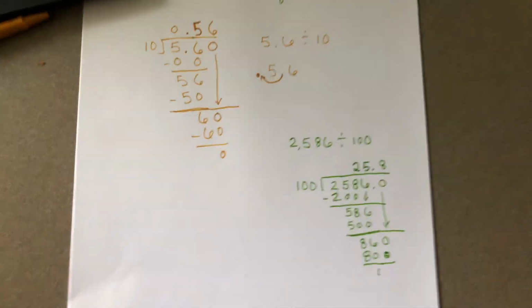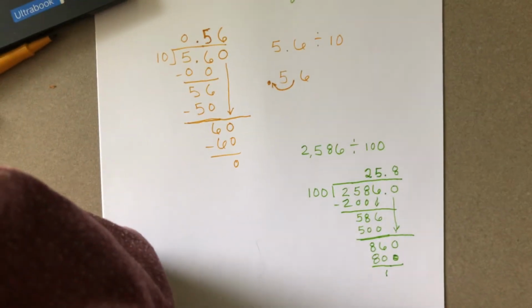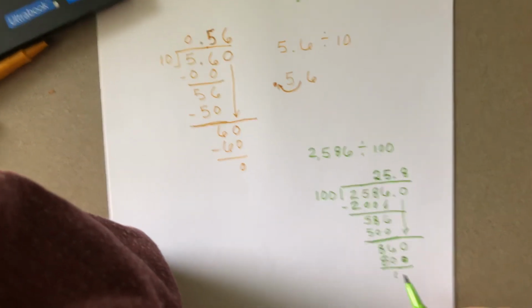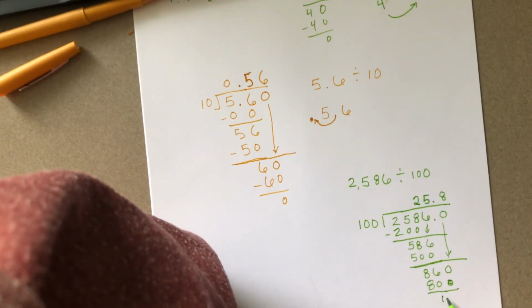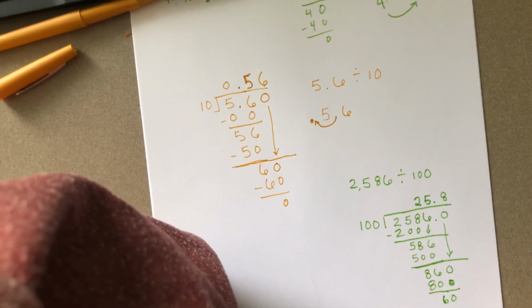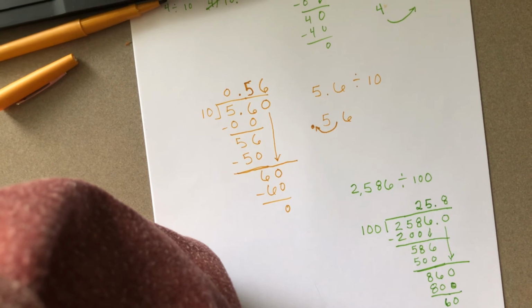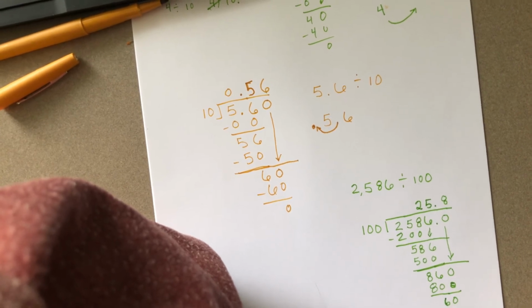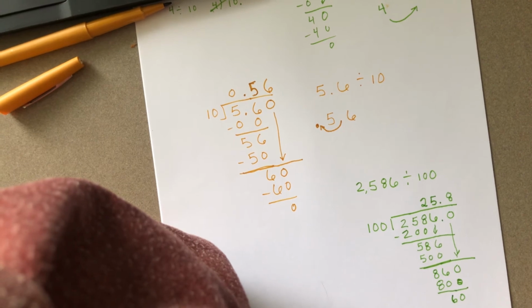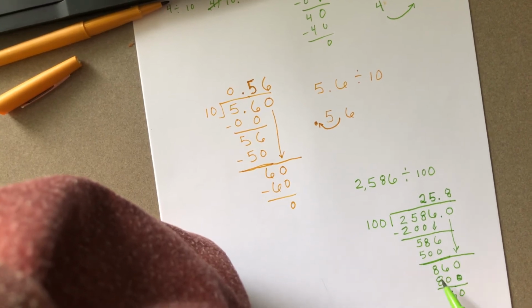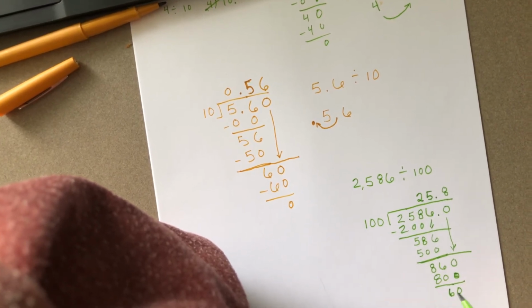I'm having trouble here. Okay. Come on. Sorry, guys. Okay, here we go. 60. And, sorry, I lost my train of thought.